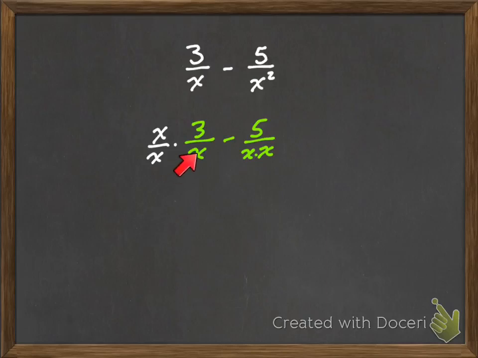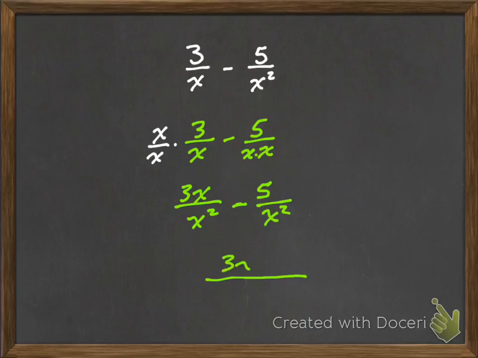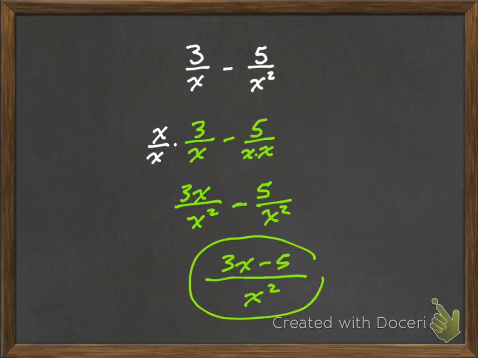Now, this denominator does not have anything that this one doesn't already have. It only has 1x. This already has that. Therefore, this fraction did not have to get multiplied by anything. All right, so now after we do the multiplication, we have 3x over x squared minus 5 over x squared, which gives us our fraction 3x minus 5 over x squared.